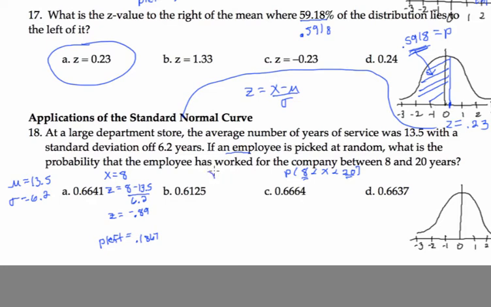Now I'll do the same thing for the data value of 20. Again, I'm going to use this formula to change my data value into a z-score. The z-score is the data value minus the mean divided by the standard deviation. So I plug that into my calculator, I get the z-score is 1.05. That's the z. So what's the probability that I'm to the left of it? I go to my table, look up on the sides, 1.05 for the z-score, and find the probability in the middle of the table.